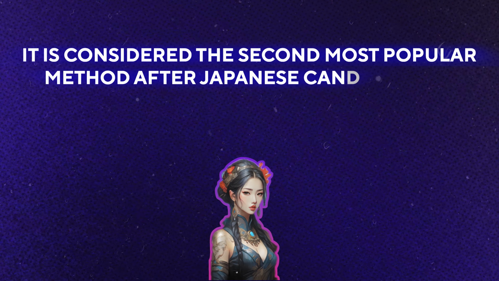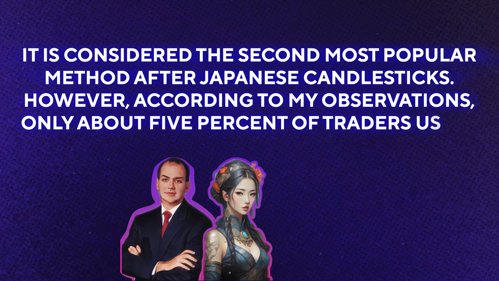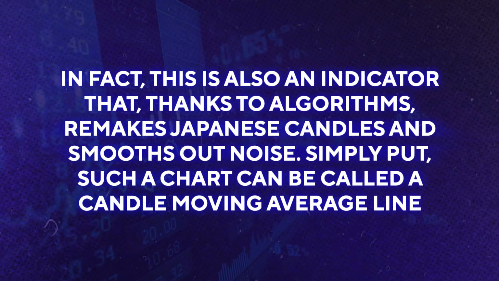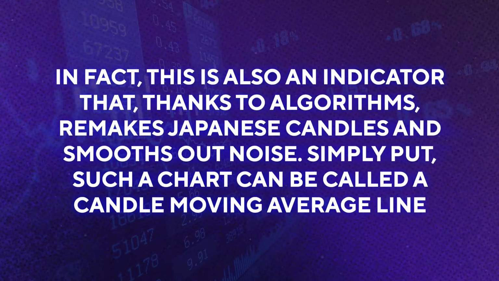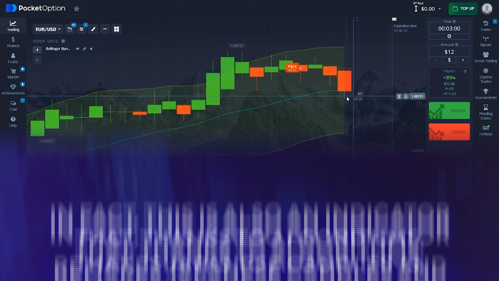While we are waiting for the trade to close, I will tell you a little about Heikin Ashi candles for those who are not in the know. It's considered the second most popular after Japanese candles. However, according to my observations, about 5% of traders use it, a maximum of 10. In fact, this is also an indicator that, thanks to algorithms, remakes Japanese candles and smooths out noise. Simply put, such a chart can be called a candle moving average line.